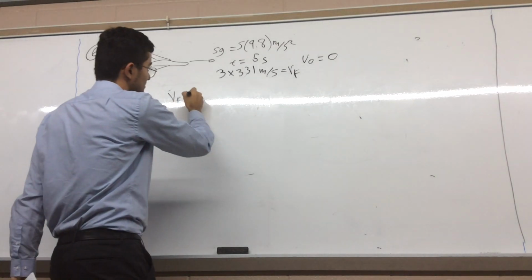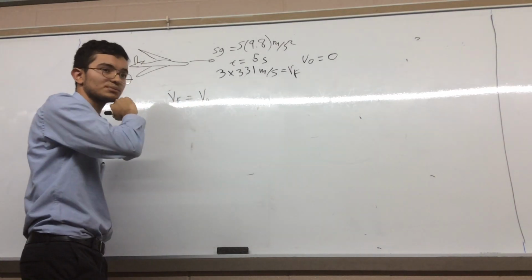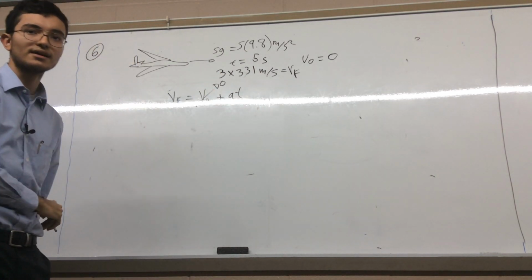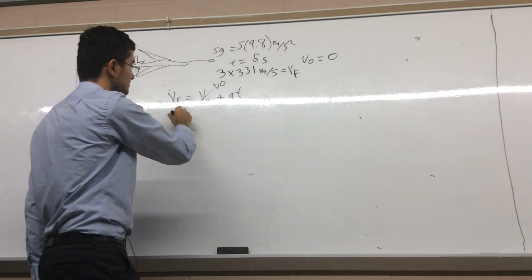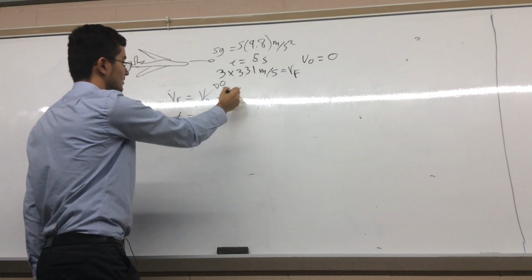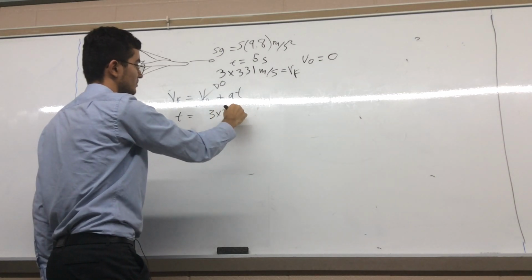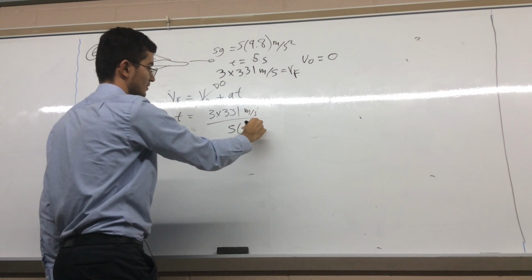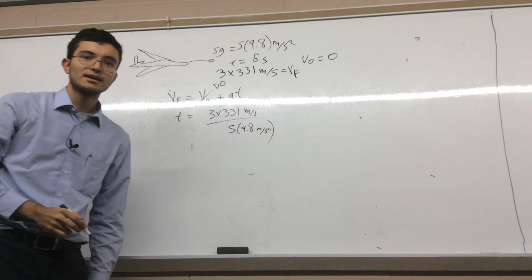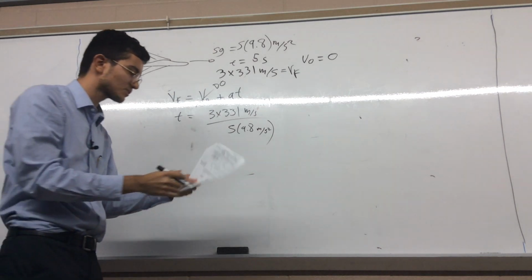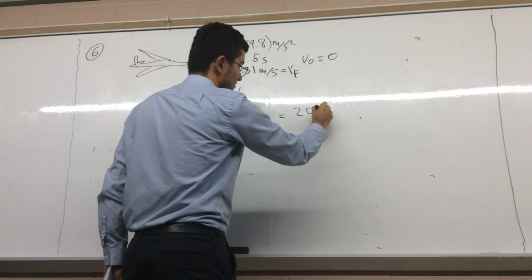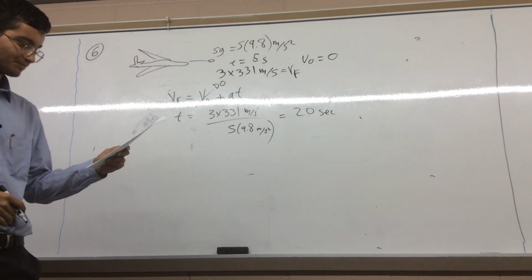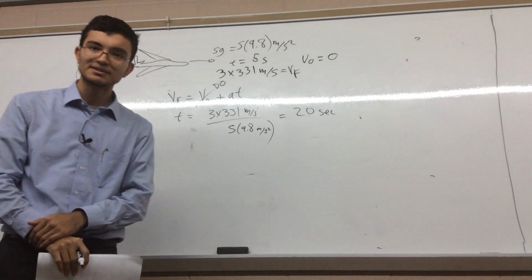So we use the first kinematics equation, so that'll be V final equals V0 plus at. We know V0 is 0, and we just want to find t, right? So t is going to be Mach 3, so 3 times 331 meters per second, divided by 5 times 9.8 meters per second squared. And that should give you the time. So that's going to be 20 seconds. All right? Got it?